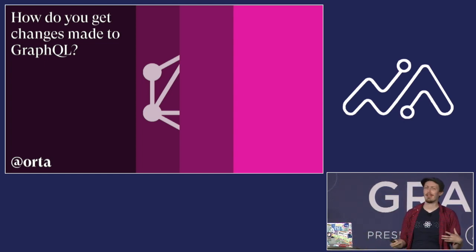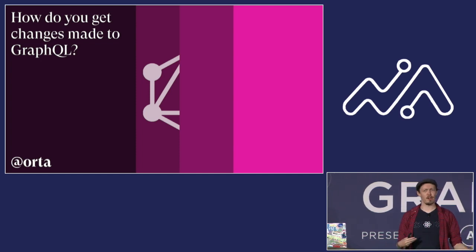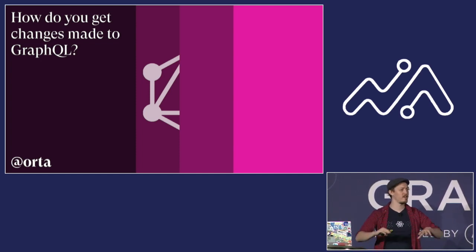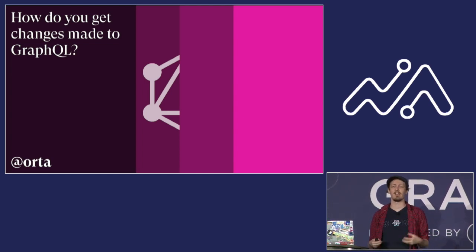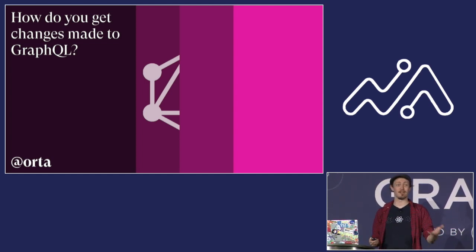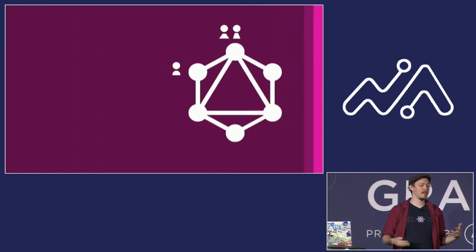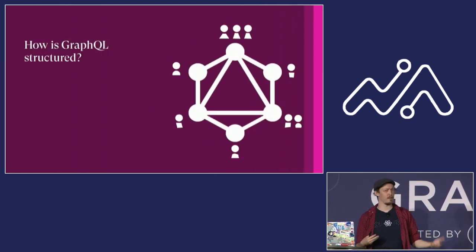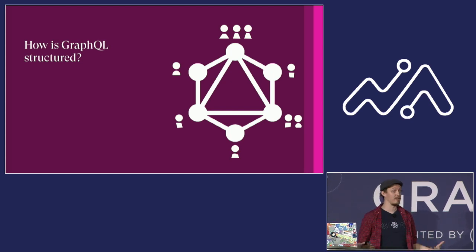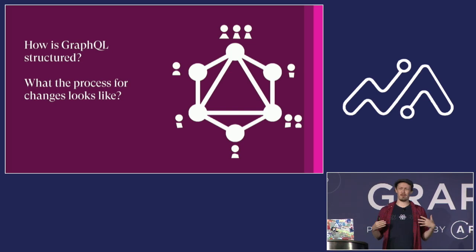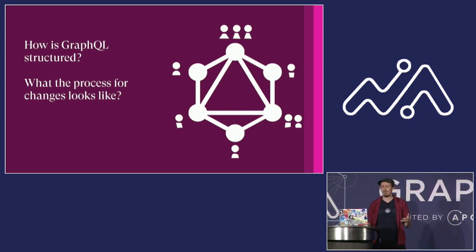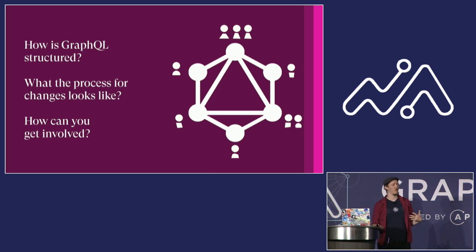And so what I'd like to try and do is pull the curtains back on what it looks like to be contributing at that level and understand how all the systems come together and help you actually do it yourself. To do that, we're going to split it into three major sections. There is how GraphQL is structured, organizationally and bureaucratically. What the process for change looks like inside GraphQL. And then finally, how can you get involved?